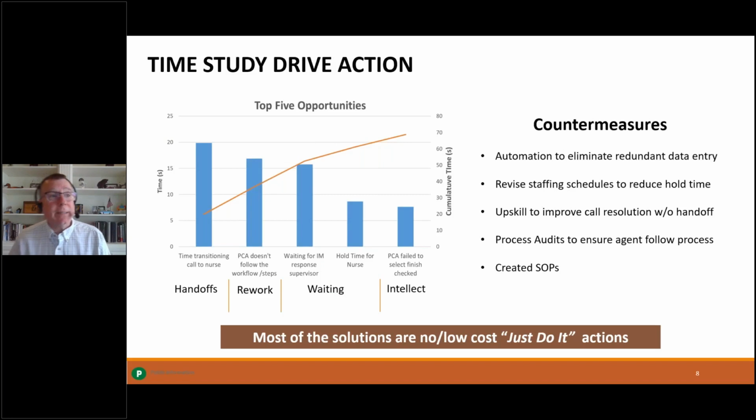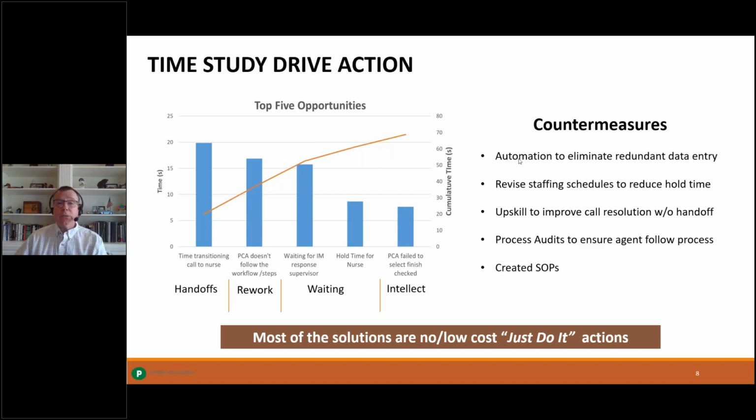Of course, time studies will identify the opportunities, but those opportunities need to be remedied with countermeasures before they're realized. And so here's an example of some opportunities that we uncovered in some time studies that were done in the call center. You can see these opportunities resulted in about 70 seconds worth of potential improvement. And they involve your typical situations of handoffs, rework, waiting, and wasted intellect. We were able, through some very simple, intuitive, easy to implement countermeasures, to reduce that time by almost half.